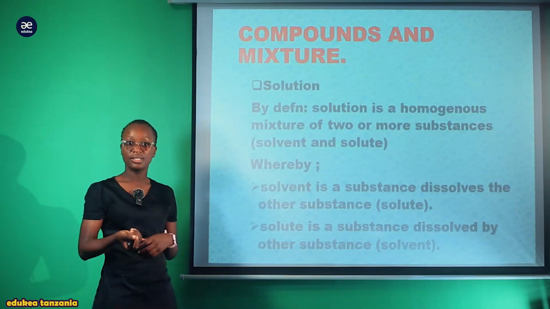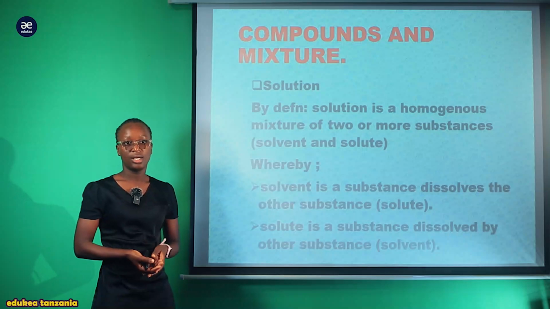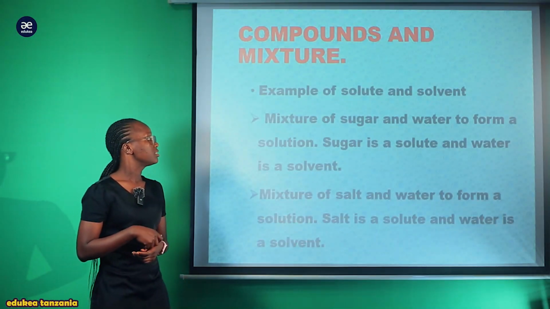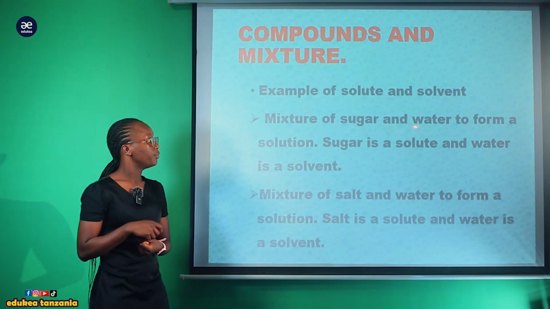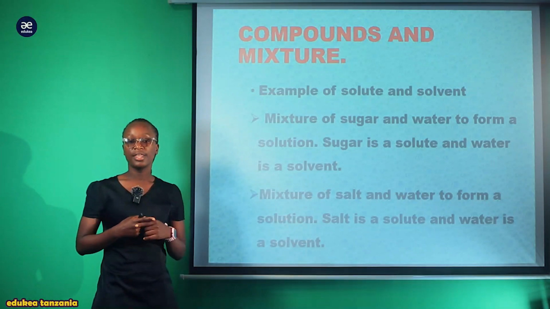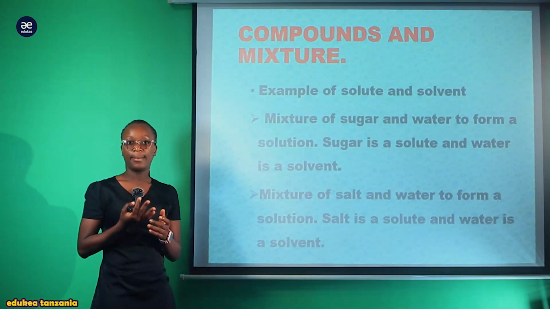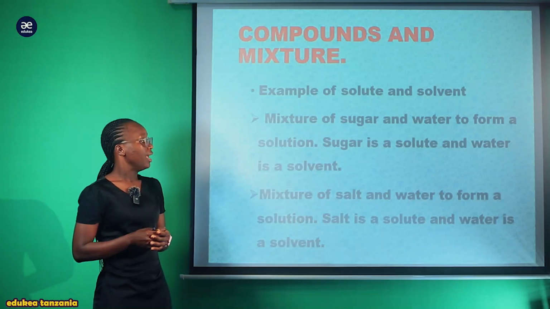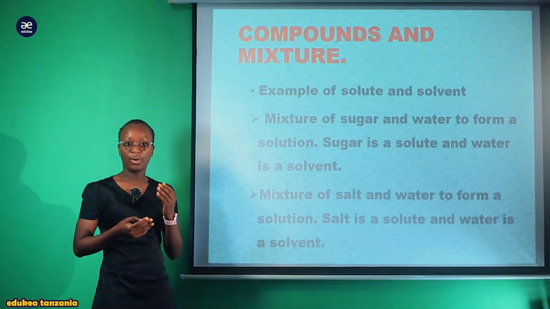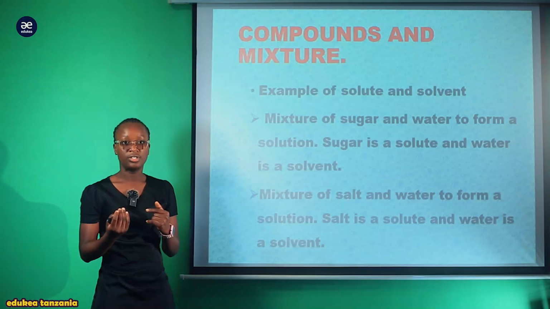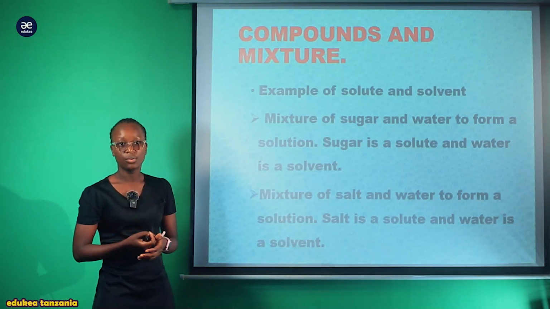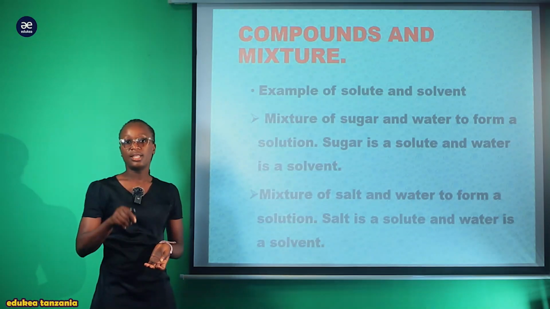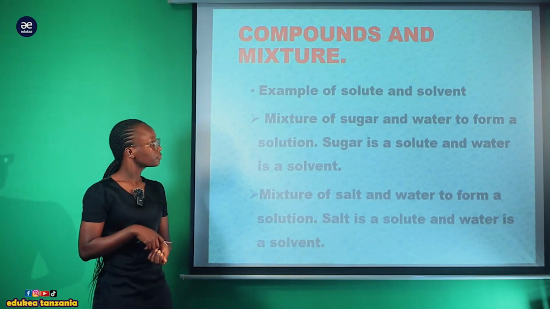An example of solute and solvent is a mixture of sugar and water to form a solution. Kwamba una mchanganyiko wa sugar na water, sukari na maji. So there you will have your solution. Yes, now from our solution, what is the solute, what is the solvent? Sugar is a solute. Why? Because it's the one which is dissolved. And the water is a solvent because yenyewe ndio kitu ambacho kimeyeyusha ile sukari.